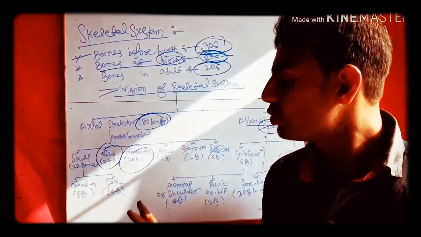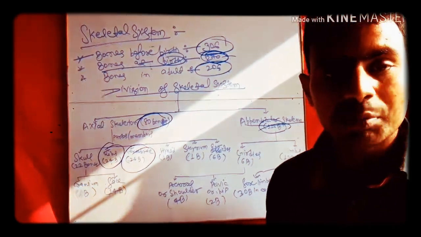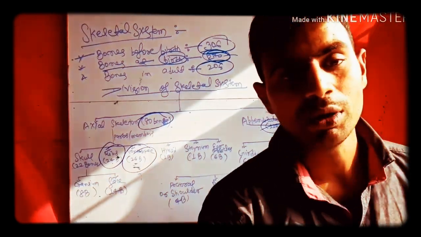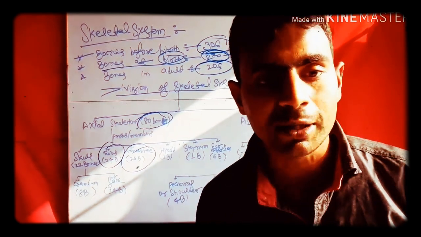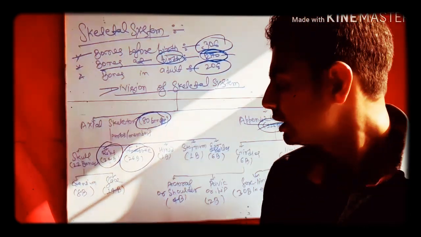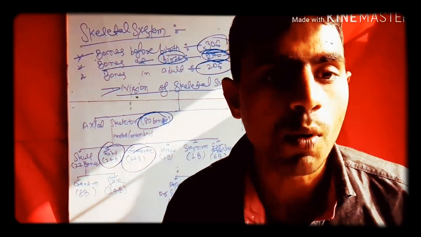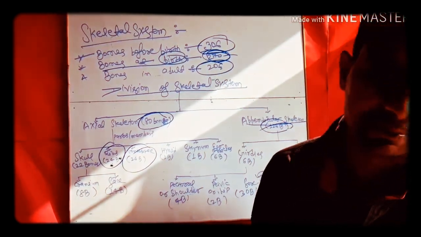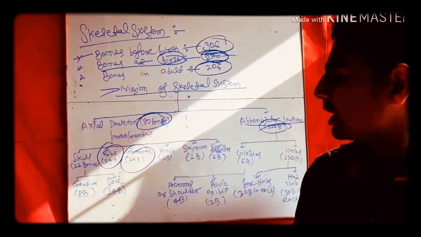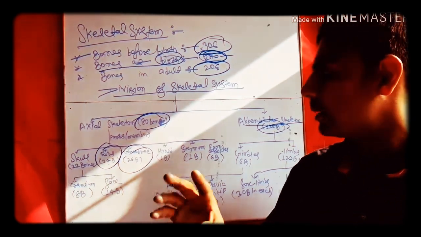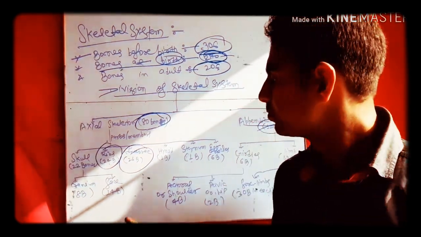First, you know that in the skull 22 bones are present, and the skull is divided into two parts. One part is the cranium, another part is the face. In the cranium 8 bones are present, and in the face 14 bones are present. Cranium is the brain box, because the brain is present in it. After that, ribs. In the ribs, 24 bones.